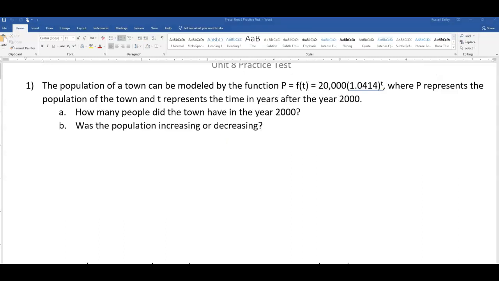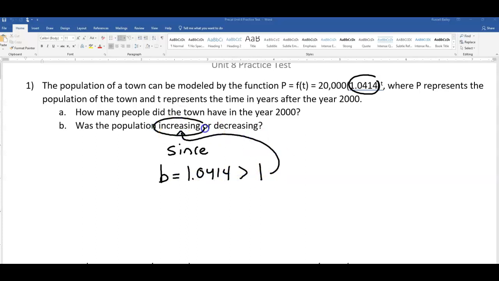All right, part B asks us, was the population increasing or decreasing? And as you guys know, for that we look at the B value. Since it's greater than 1, it's increasing. Since B, which is 1.0414, is bigger than 1, it is increasing.